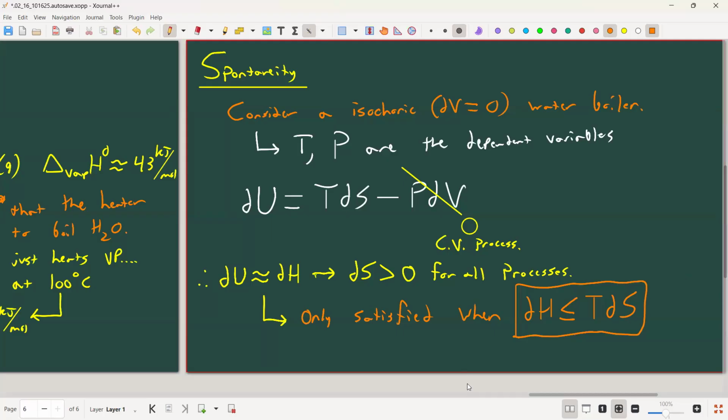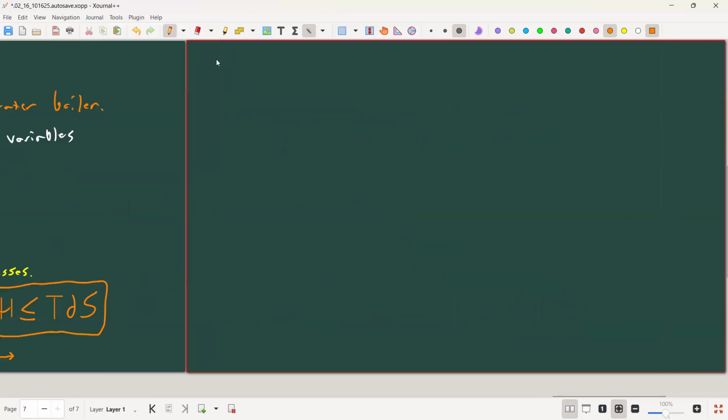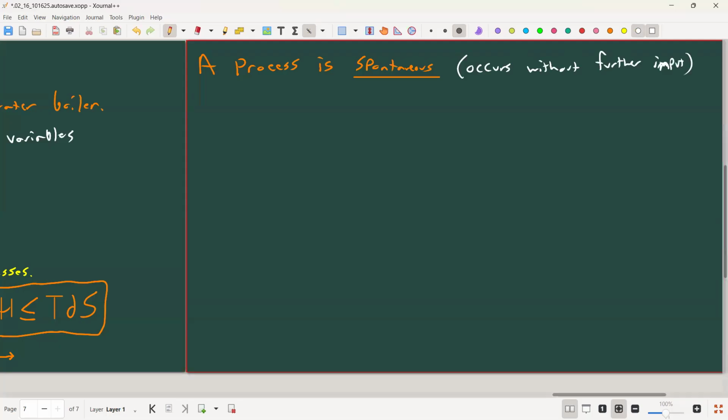So what this means is that a process is spontaneous, meaning that it occurs without further input, when dH minus TdS is less than or equal to 0.